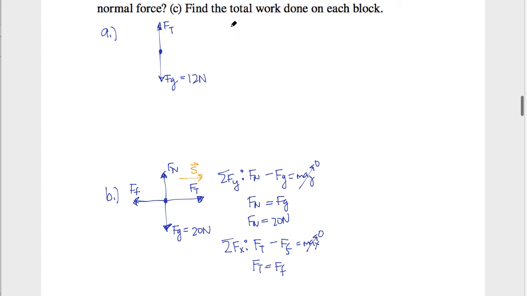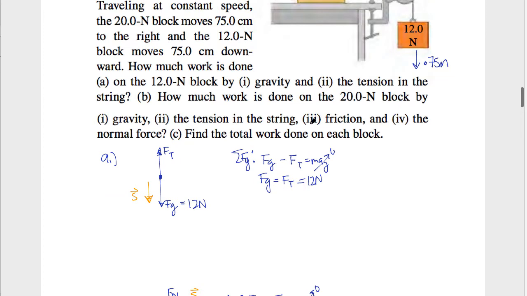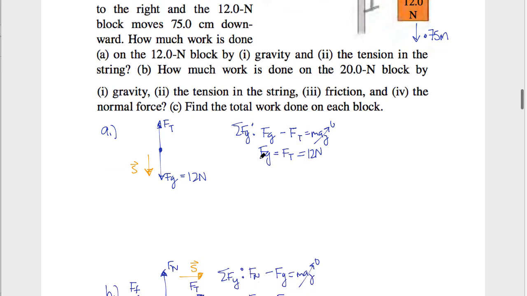And back to A, I know that my sum of forces in the y direction will be equal to, I'm going to say force of gravity is positive, minus the force of tension is equal to ma in the y direction, and the y direction acceleration is 0. We're moving at a constant speed. Therefore, the force of gravity is equal to the force of tension, which is equal to 12 newtons. So again, I'm picking the downward direction to be positive because that is the direction of my displacement. So from here, I have enough information to find work done on this 12 Newton block.